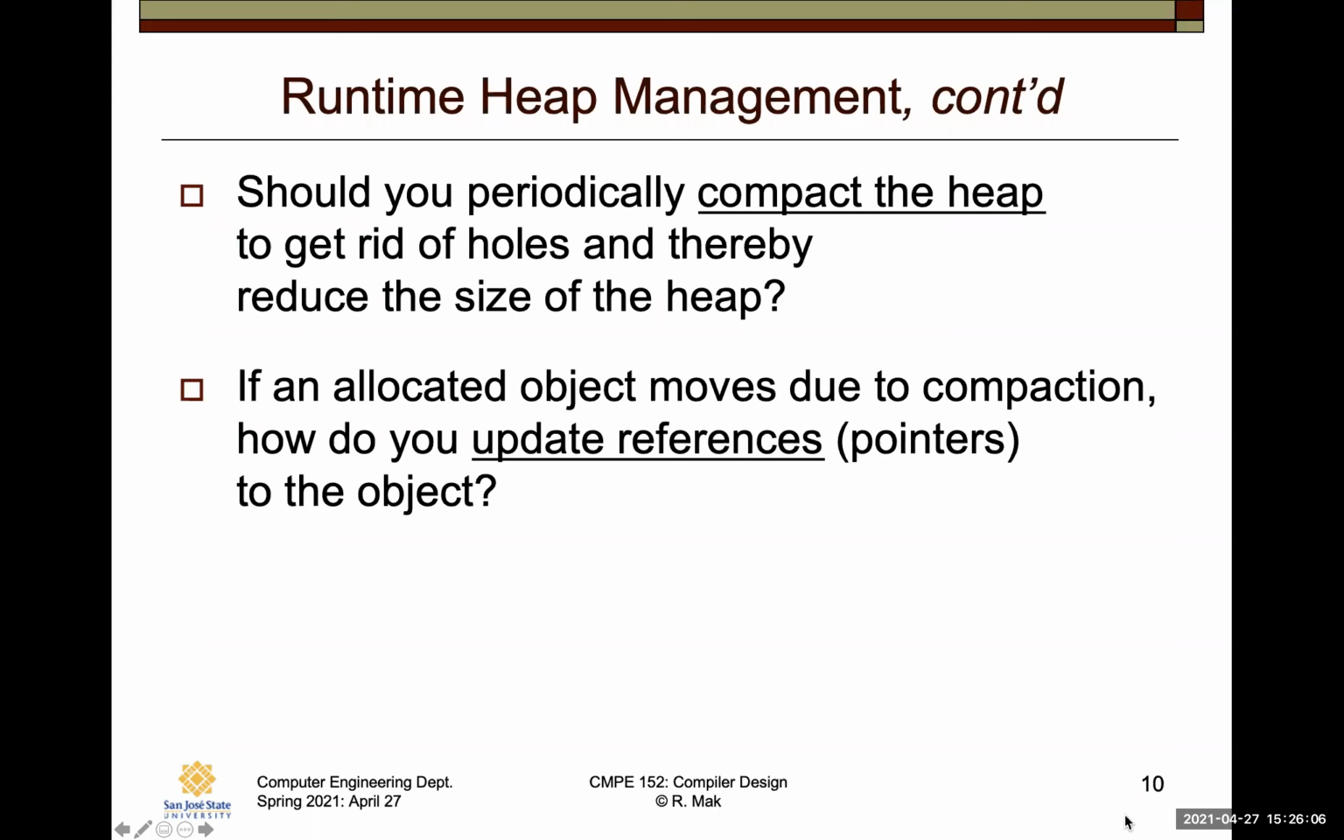Presumably, you have pointers to those objects, okay? And so if you compact the heap, which ends up moving an object, well, then you have to update that pointer, okay? And so if you're going to do compaction, then you have to keep track of where all the pointers are. Okay? So if you move an object, then you'll find all the pointers to that object, and then you have to update the pointers because you moved the object. Okay? So compaction does have its disadvantages.